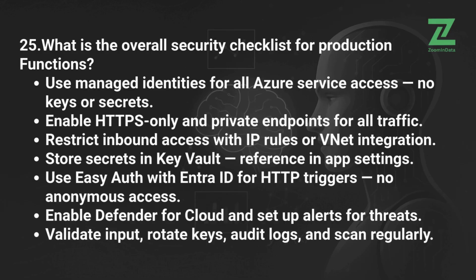What is the overall security checklist for production functions? Use managed identities for all Azure service access. No keys or secrets. Enable HTTPS only and private endpoints for all traffic. Restrict inbound access with IP rules or VNet integration. Store secrets in Key Vault. Reference in app settings. Use Easy Auth with Entra ID for HTTP triggers. No anonymous access. Enable Defender for Cloud and set up alerts for threats. Validate input, rotate keys, audit logs, and scan regularly.